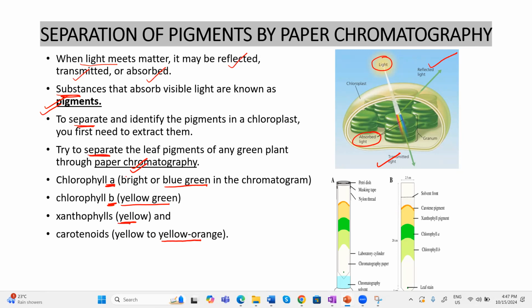Now here I just want to give you one learning tip. Please remember, chlorophyll A goes with the B, blue-green. Is it clear? Because when they give you the options, you should remember A with the B. This much is clear now? Now let us see other pigments.